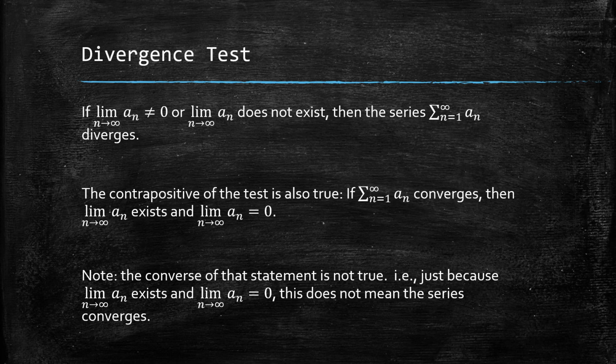So this means that if the limit of the sequence of the terms is not 0 or that the limit does not exist, then the series composed of that sequence of terms must diverge.